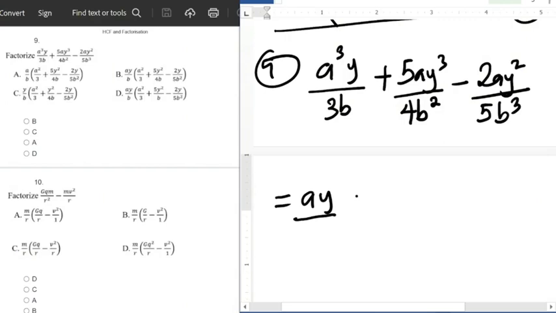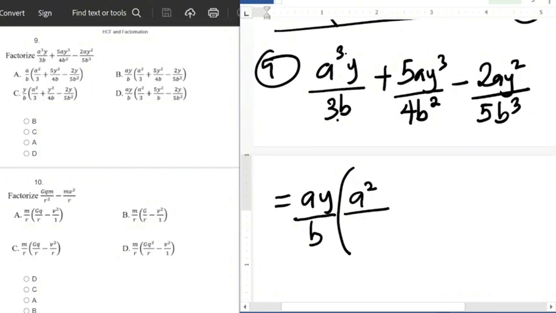Then divided by. So we go to the denominator. 3 here, 4 here, 5 here. So no number is common. Then b here, b squared here, b cube here. Only b that is common. We then open a bracket. Now this a cube y divided by ay. So a cube divided by a, it will give you what? A squared. Y divided by y is 1. That one has been substituted.